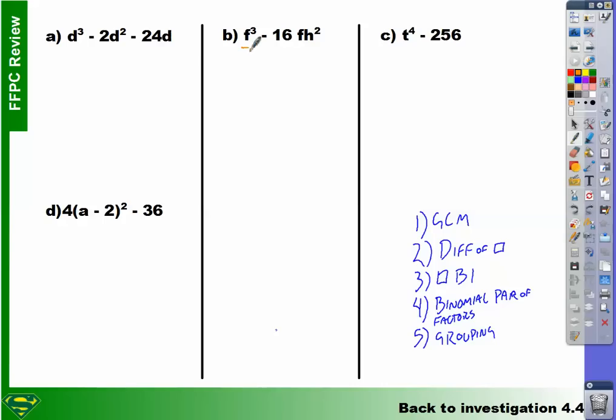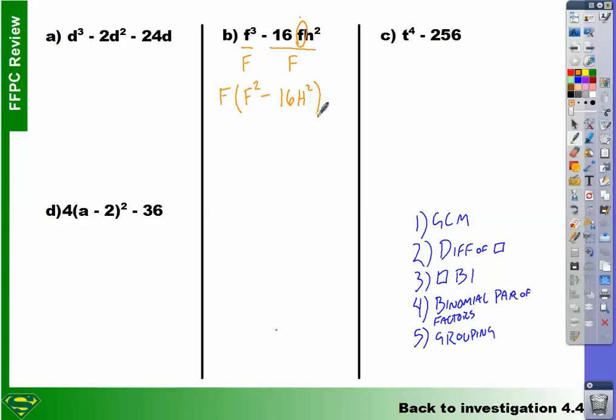All right. So, what goes into both terms? F. It's not a difference of squares yet because this term right here, F, is not a perfect square. So, like we said before, when you factor out a greatest common monomial, it does not disappear. It goes on the outside of the binomial. So we have f squared, because f to the third divided by f is f squared, minus, what is 16fh squared divided by f? 16h squared.